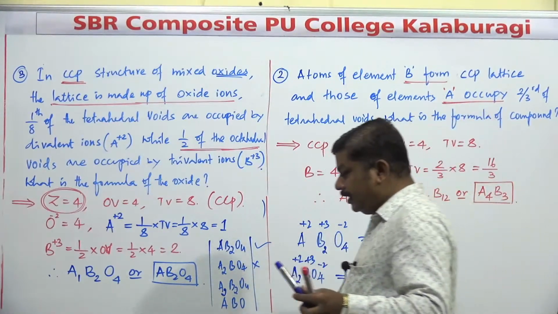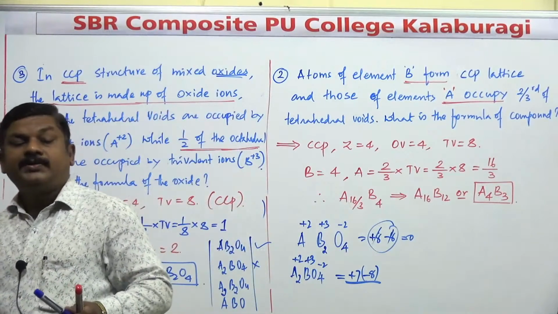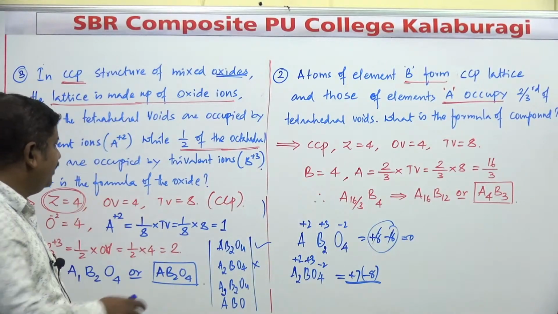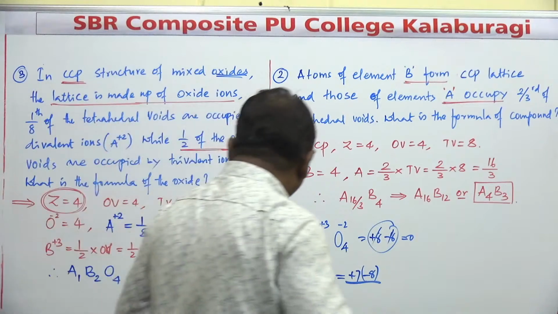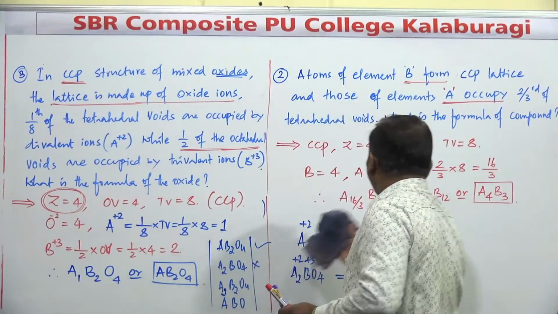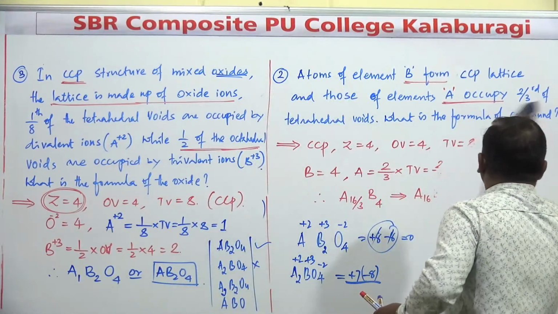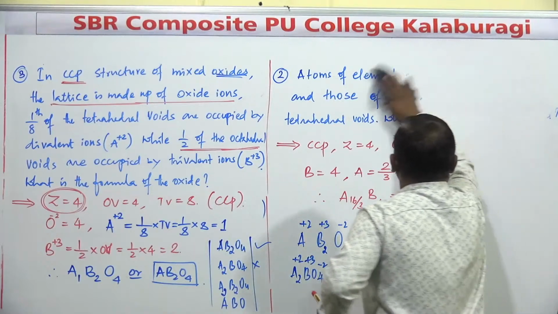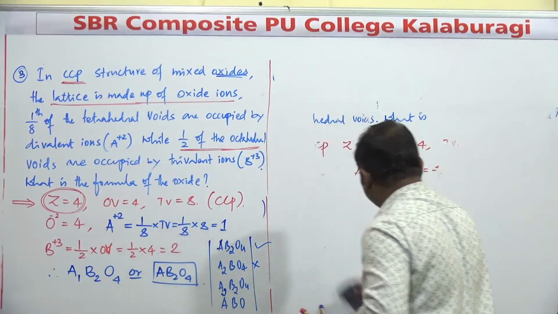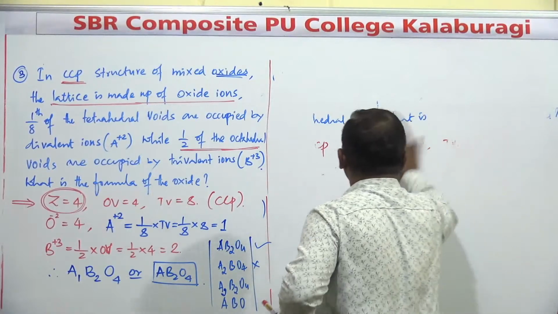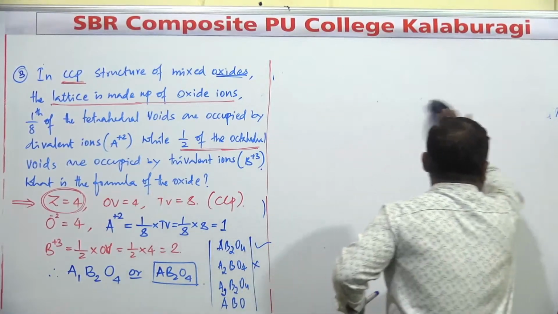So in that way, by using the elimination method also it is possible to find the answer for such types of numericals. So the correct answer is AB2O4. Try to understand that problem. They have given that the oxide is forming the CCP lattice. Once again, if you want, I'll explain.